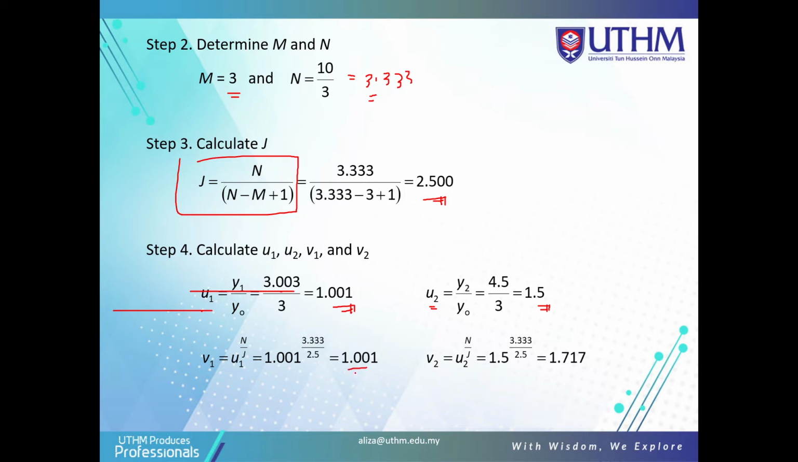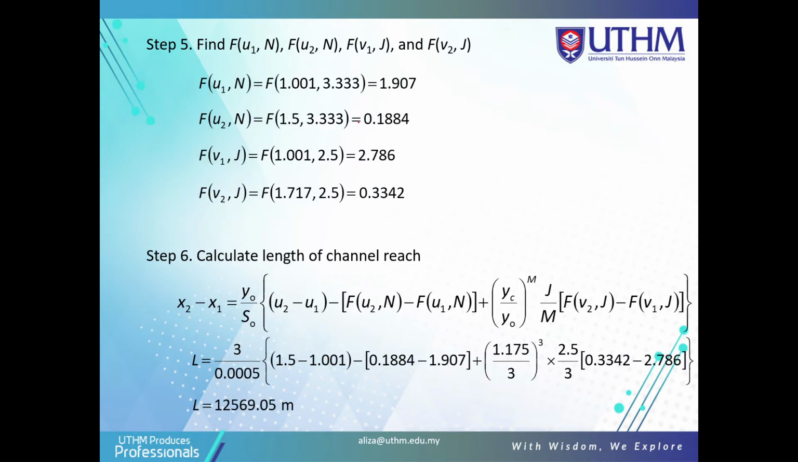So you get the same value as 0.001. Okay, and the V2 here uses the same formula, so you get 1.717. Okay, so actually for this question, you must find FU1N, FU2N, FV1J, and FV2J.